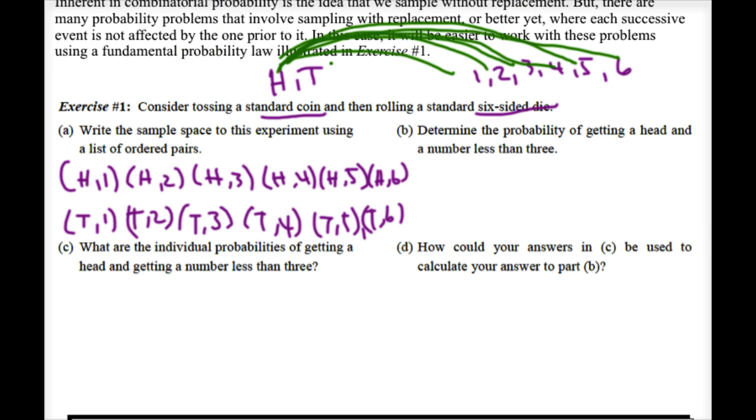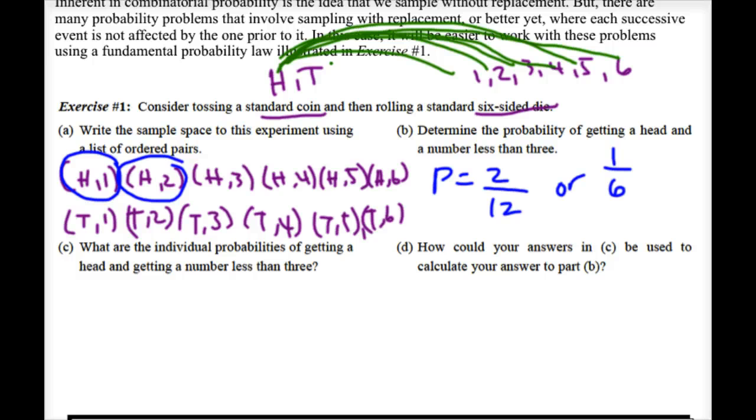Then it says, determine the probability of getting a head and a number less than 3. So now we're going to go back to look. A head with a number less than 3, it can be either 1 or 2. So the probability is either 2 out of, how many choices do I have? 1, 2, 3, 4, 5, 6, 7, 8, 9, 10, 11, 12. 2 out of 12, which is the same thing as 1 over 6.